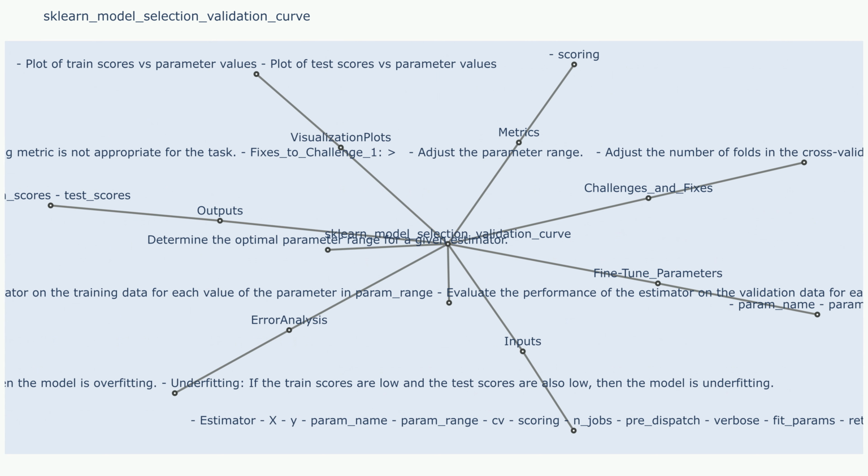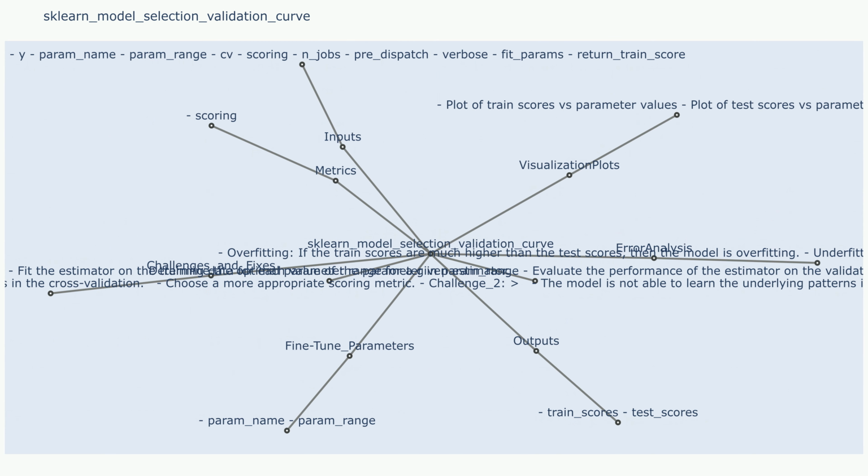Challenge 3: data imbalance. If the dataset is imbalanced, e.g., more instances of one class than others, the model might favor the majority class and perform poorly on the minority class. Sample use case: the credit card fraud detection model trained on a dataset where fraud cases are much less frequent than non-fraud cases might struggle to identify actual fraud instances.